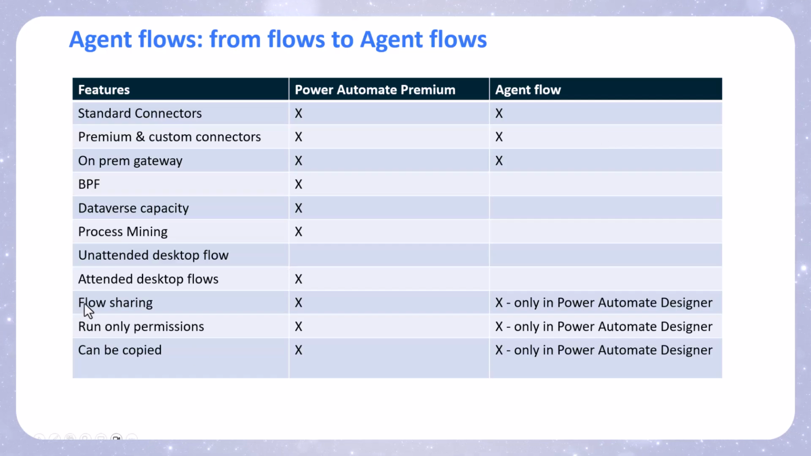You can share your flow when it's an agent flow, but only if you edit your flow in Automate Designer, right? The run-only permission is available only if you edit your agent flow in Automate Designer, and you can copy a flow, but only in Automate Designer, right? So far, of course, this will change.